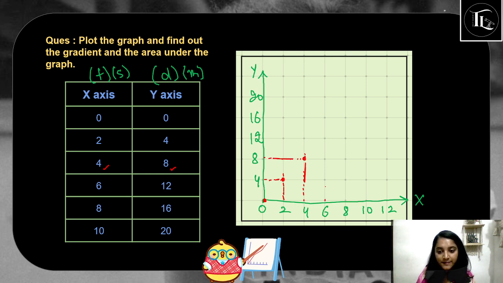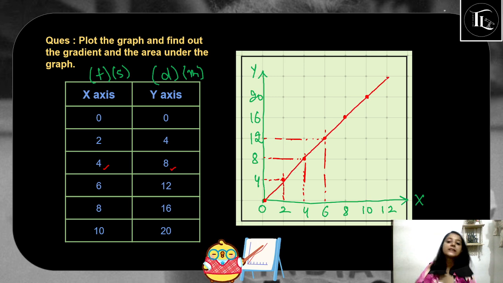6, 12. Same way 8 and 16, 10 and 20. And now we can simply join these points. So this is the graph that we got.